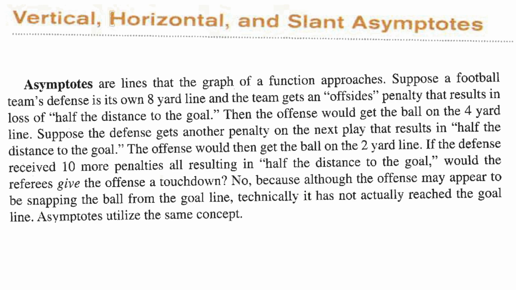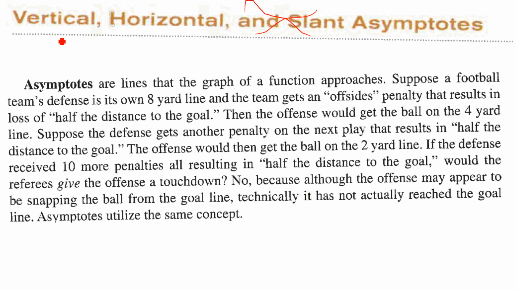All right, let's talk about vertical, horizontal, and slant asymptotes. Actually, let's get rid of slant. We're not going to do that in this section. Just vertical and horizontal asymptotes. So first we need to figure out what asymptotes are. Asymptotes are lines that the graph of a function approaches. So these are lines that we get really, really close to.